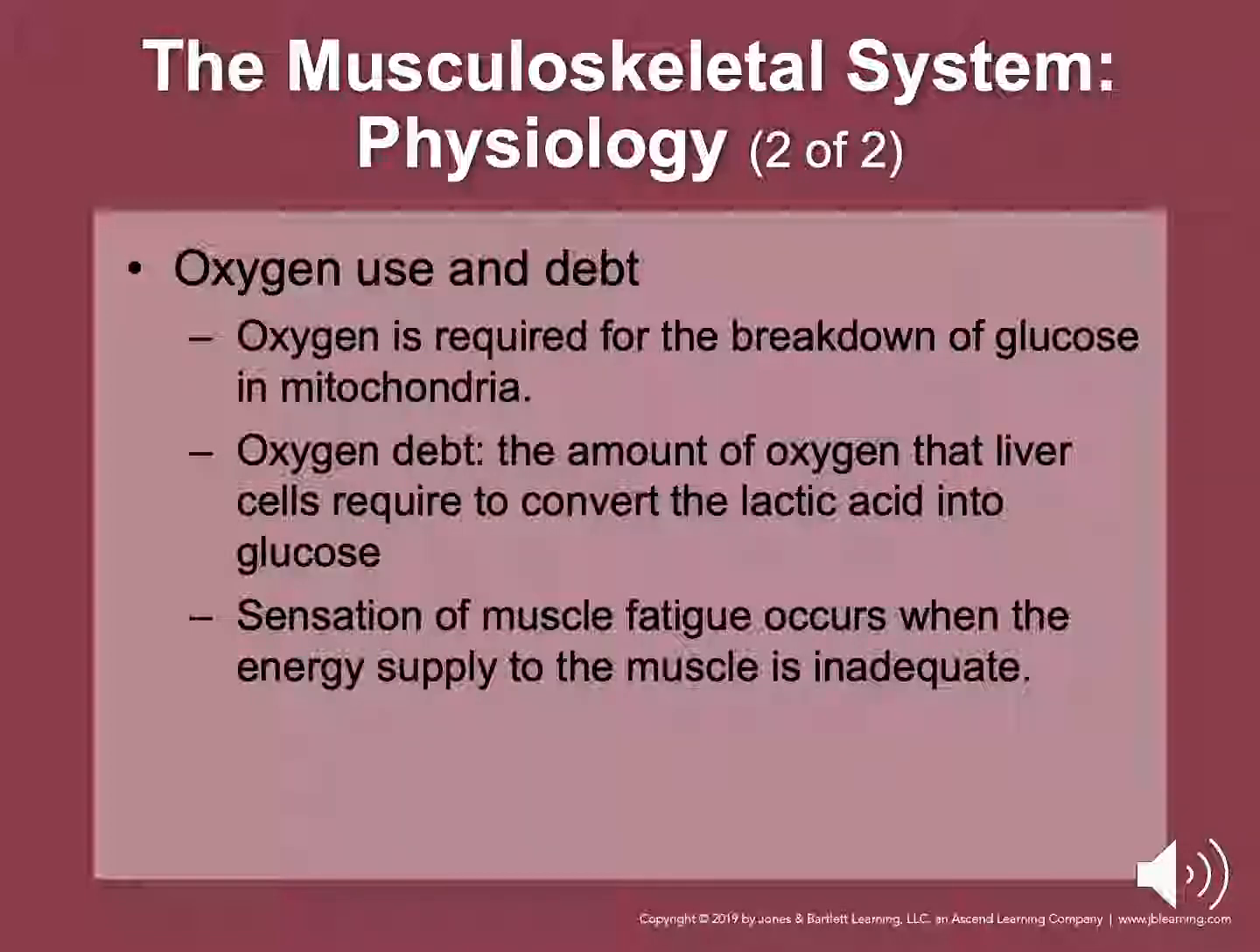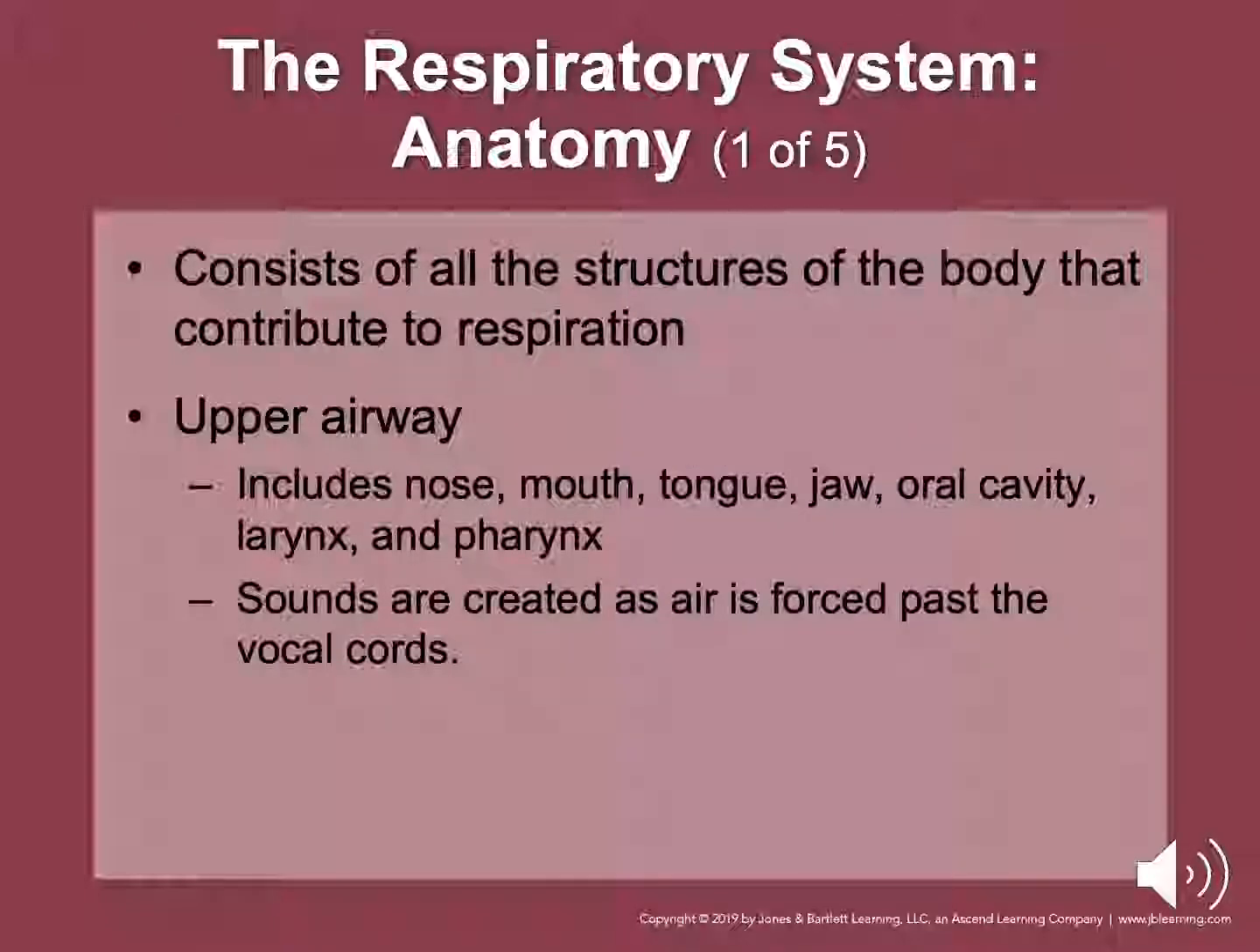All right, the respiratory system consists of all the structures of the body that contribute to respiration. The upper airway includes the nose, mouth, tongue, jaw, and all that. Sounds are created as air is forced to pass the vocal cords. So the larynx is typically considered the dividing line between the upper and lower airway.